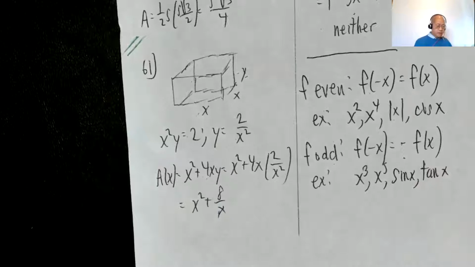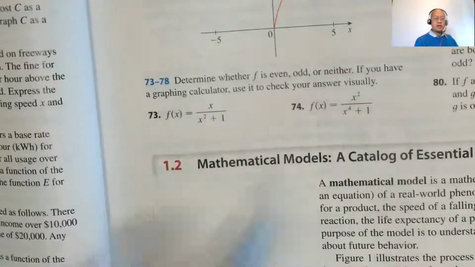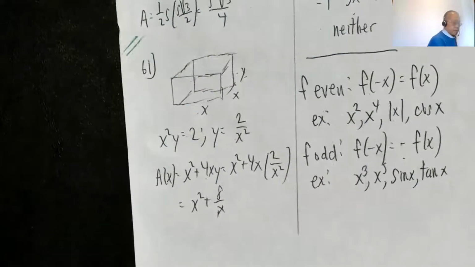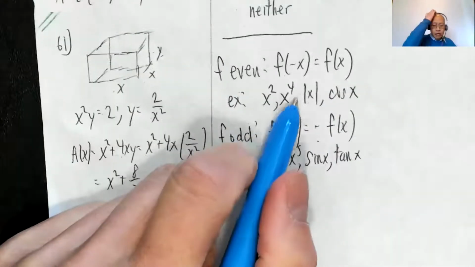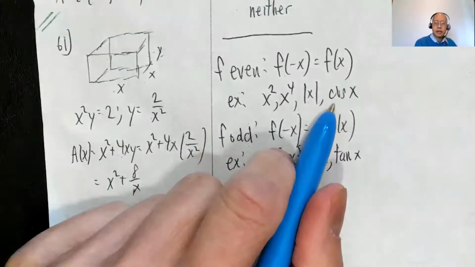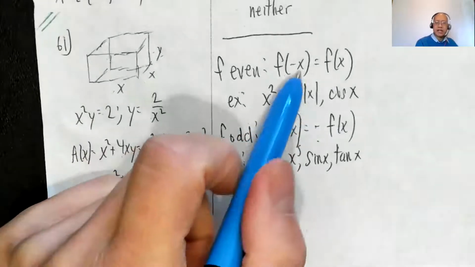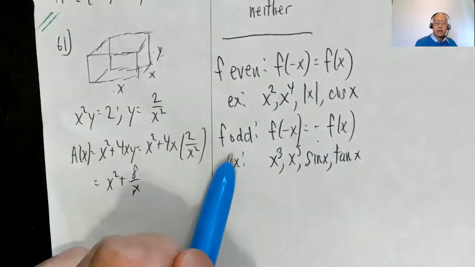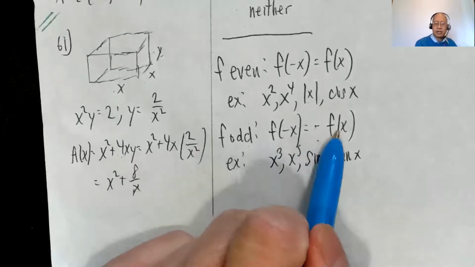Okay, then finally we have some questions about even and odd functions. Is a function even, odd, or neither? So you might recall for an even function, f of negative x is the same as f of x. Examples are x squared, x to the 4th, absolute value of x, cosine x. These are all even functions because if I plug in negative x, I get the same thing as the original x.